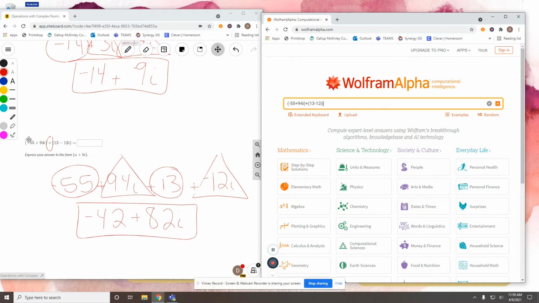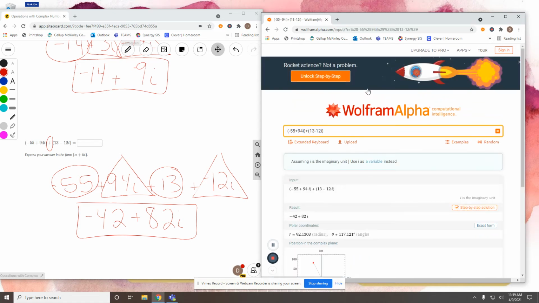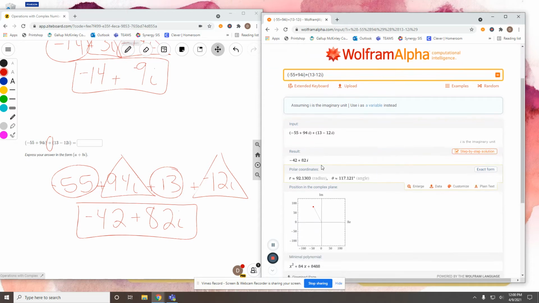So what I've done is I've just typed out the original expression, and I'm going to press enter. And it says, I'm assuming the i is the imaginary unit. So basically, it's just asking, is this a variable or not? And it gives me a result of negative 42 plus 82i. So that would be my answer.